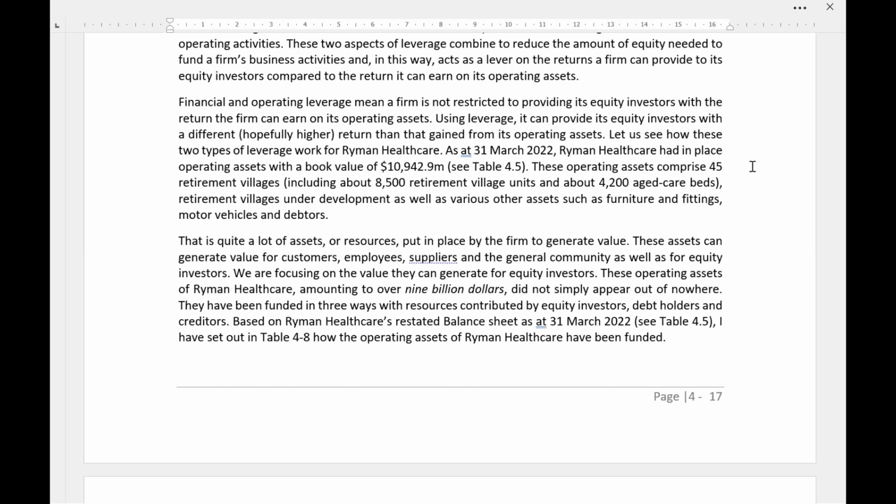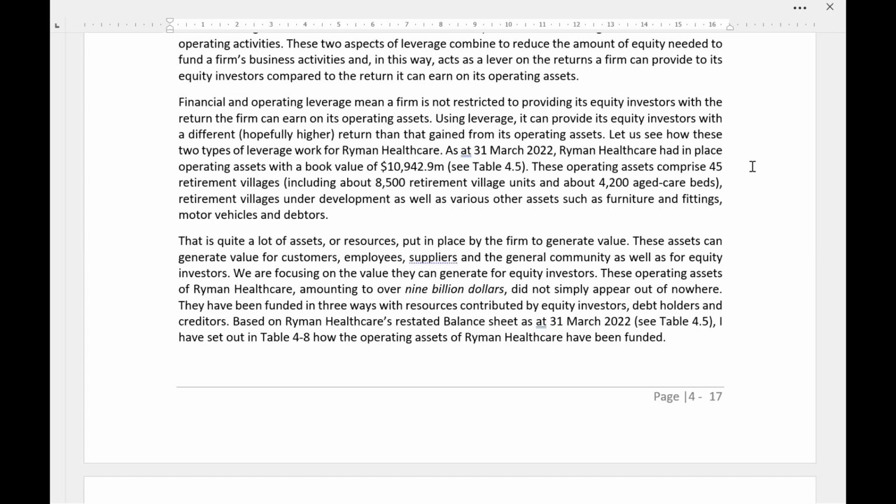Financial and operating leverage mean a firm is not restricted to providing its equity investors with the return the firm can earn on its operating assets. Using leverage, it can provide its equity investors with a different, hopefully higher return than that gained from its operating assets. Let us see how these two types of leverage work for Ryman Healthcare.